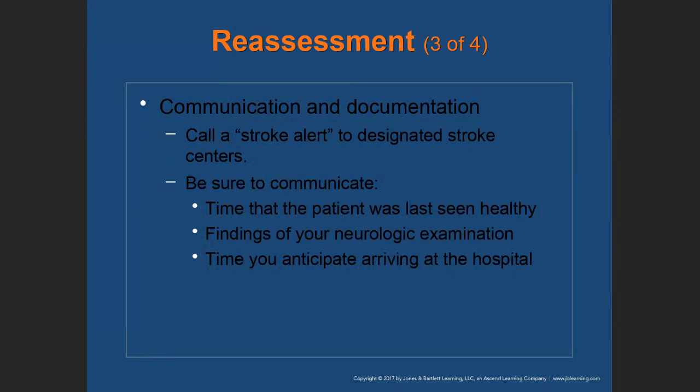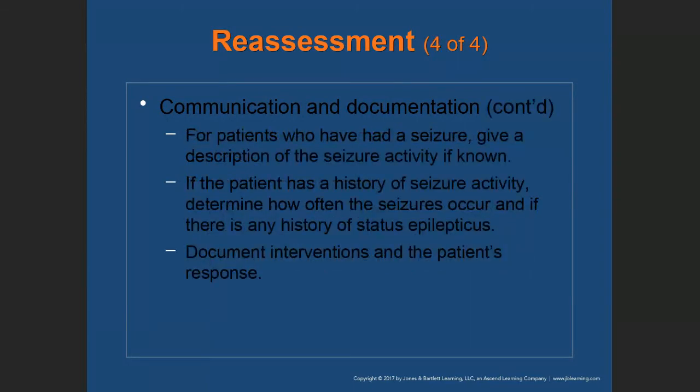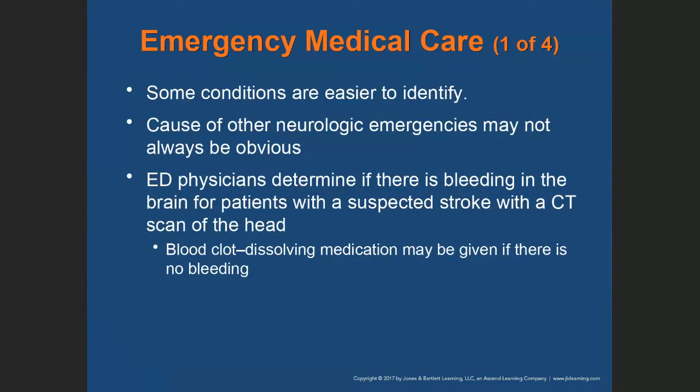Communication and documentation. Call a stroke alert to designated stroke centers. Be sure to communicate the time that the patient was last seen healthy, findings of your neurologic examination, and time you anticipate arriving at the hospital. For patients who have had a seizure, give a description of the seizure activity if known. If the patient has a history of seizure activity, determine how often the seizures occur. If there is a history of status epilepticus. Document interventions and the patient's response.